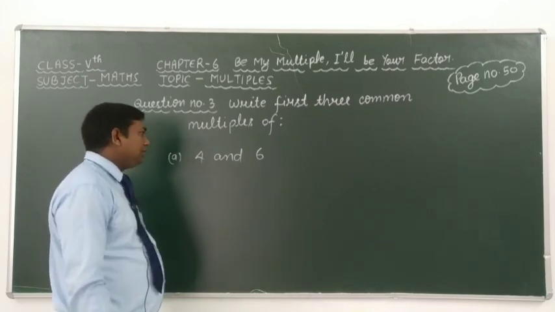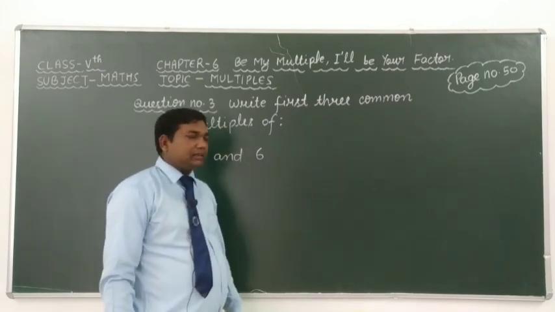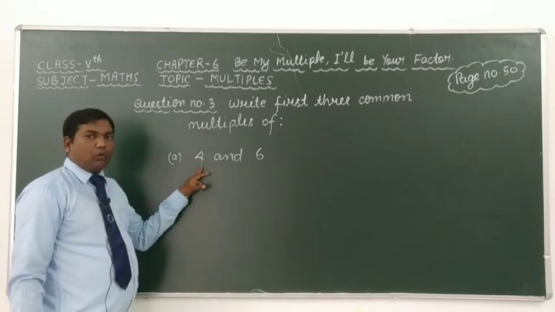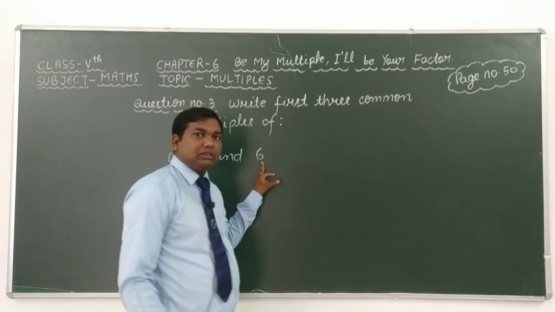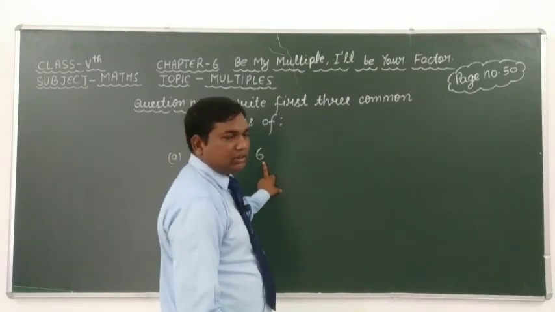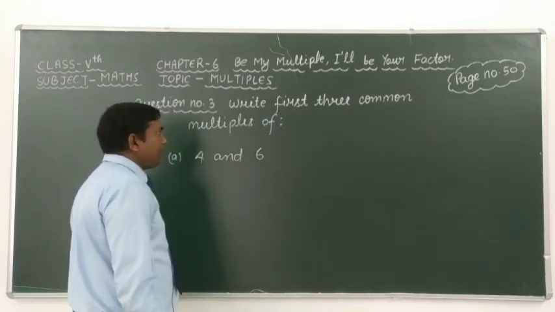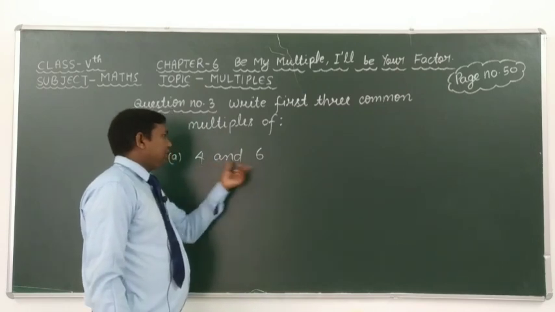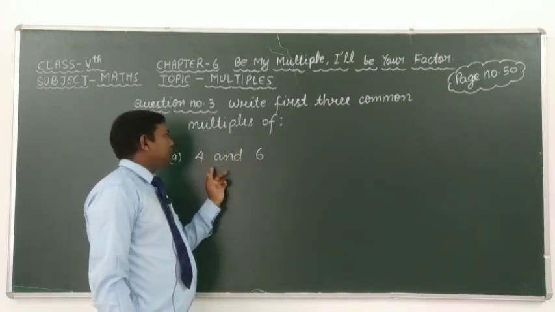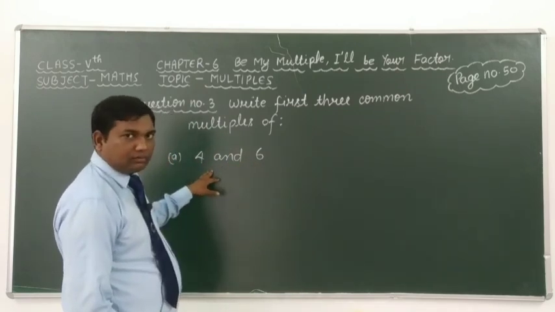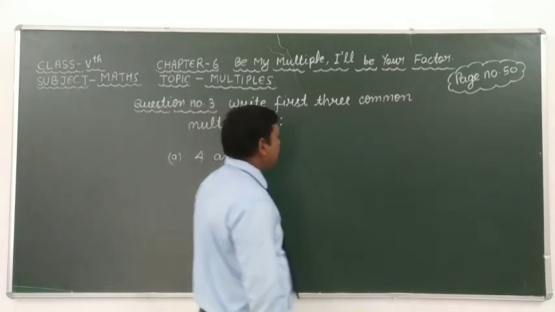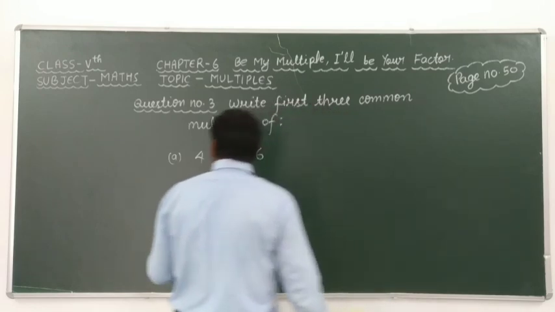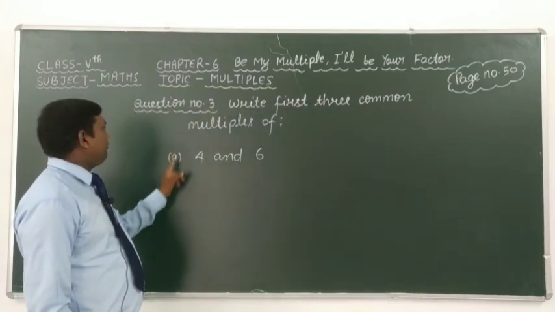Look at here carefully. Firstly we have to write all multiples of 4 and multiples of 6. Okay students, then we choose the common multiples between the multiples of 4 and 6. Okay, now let's start the solution of question number 3 of A.